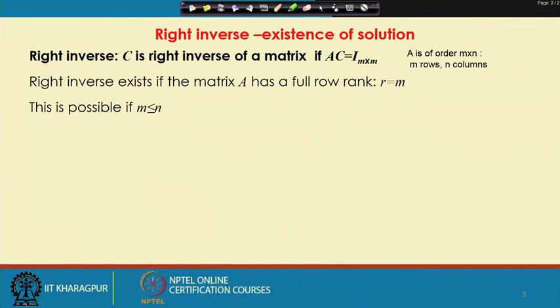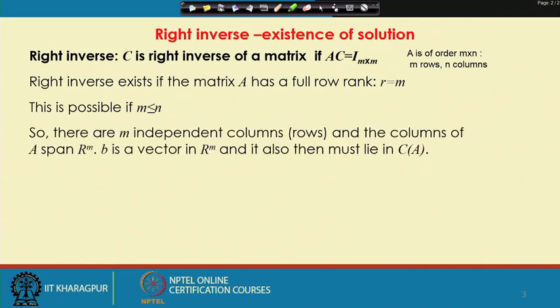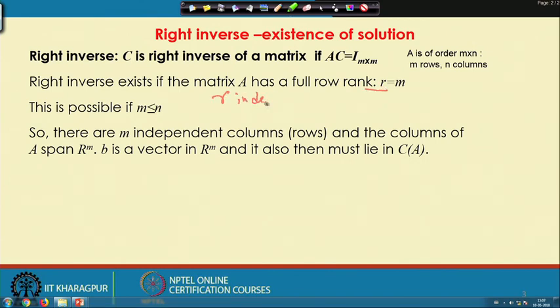The maximum number of columns is actually the maximum number of independent columns. So, the maximum number of independent columns will be the number of independent rows, so the rank will be n, which is less than m. So, n has to be greater than or equal to m in order to have a full row rank matrix. Before coming to this point, we should write that if the matrix has full row rank r, it has r independent rows.